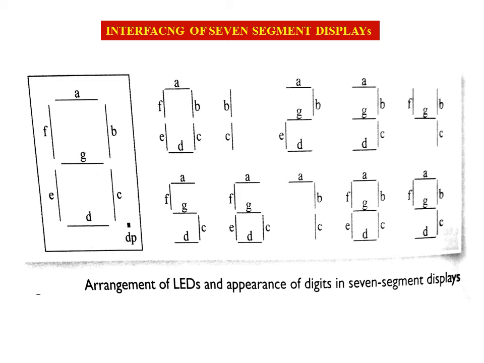Next concept, interfacing of 7 segment display unit. This concept we also discussed with the help of the 8086 microprocessor. There we used different ICs like 7447, nothing but your BCD input converter. Here also it is the same. The 8051 microcontroller is used to display the 7 segment LED data.